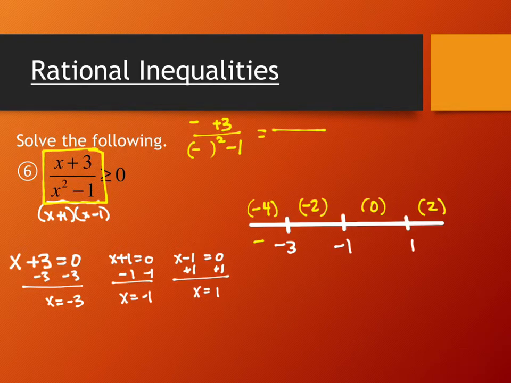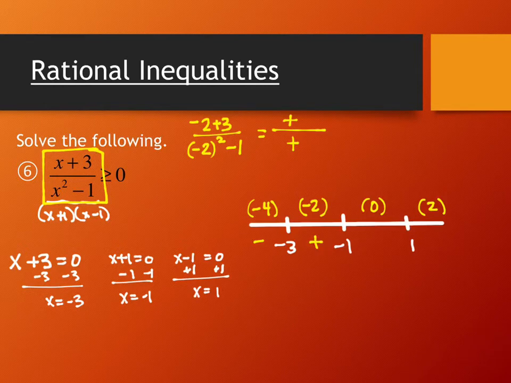So I'll have negative 2 plus 3 on top. That's actually positive. Negative 2 squared is positive 4. Minus 1 would still give me a positive. So what sign do I get when I divide a positive by a positive? A positive. There's a positive right here.